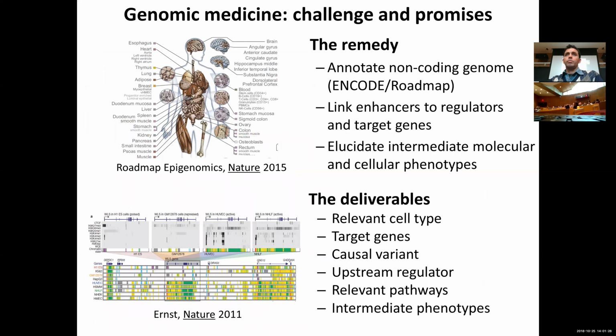So how do we address that? Well, that's where all of the stuff that we've learned so far comes in. So basically, the ENCODE project that we heard about, the Roadmap Epigenomics project that we heard about, they're focused on annotating the non-coding genome, linking non-coding elements to their upstream regulators and to their downstream target genes, elucidating the intermediate molecular and ultimately cellular phenotypes that result from these genetic variants, so that we can get at all those deliverables of finding the right cell type, the target gene, the causal variant, the upstream regulator, the relevant pathways, and the intermediate phenotypes.